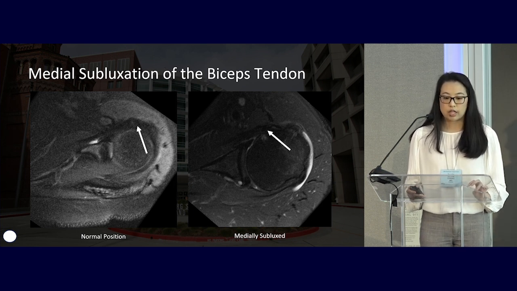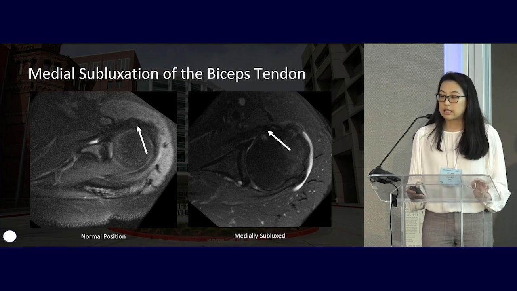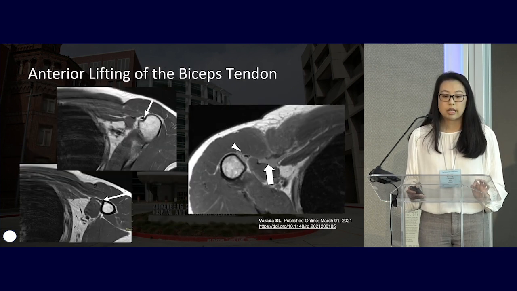And here on the right, you can see that in the setting of a subscapularis tendon tear, the biceps tendon is medially subluxed into the substance of the subscapularis. Here in another example, we can utilize the position of the biceps tendon again to help confirm the presence of a full thickness pectoralis major tear.